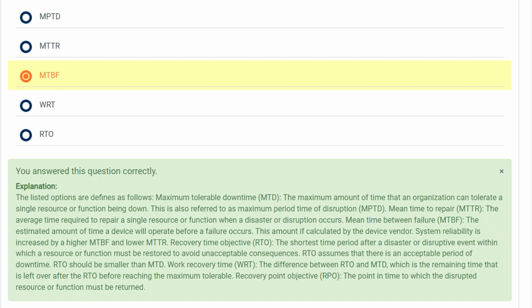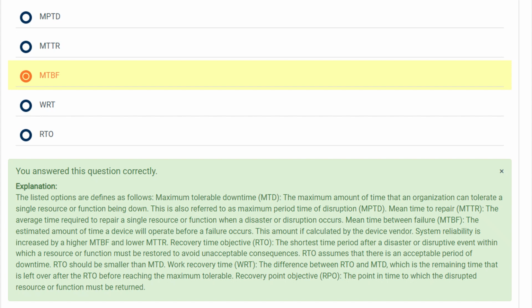Mean time between failure, or MTBF, is the estimated amount of time a device will operate before a failure occurs. This amount is calculated by the device vendor. System reliability is increased by a higher MTBF and a lower MTTR.